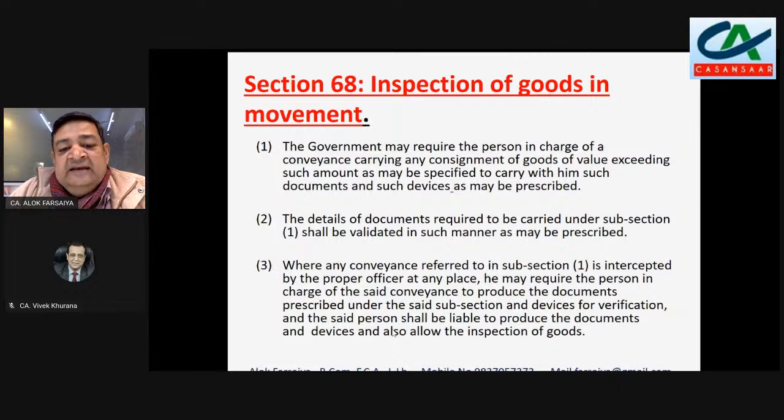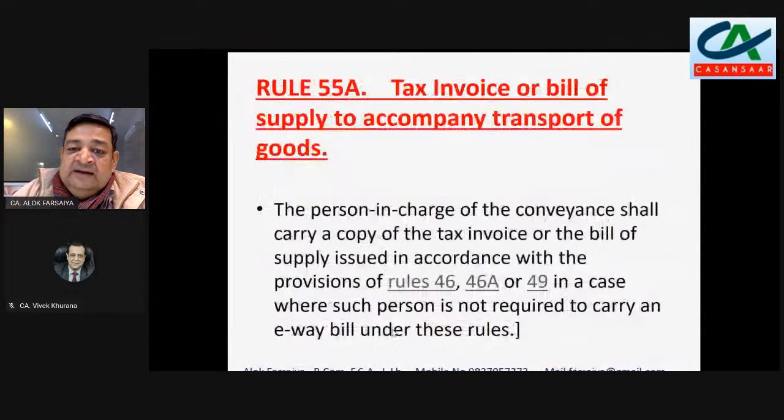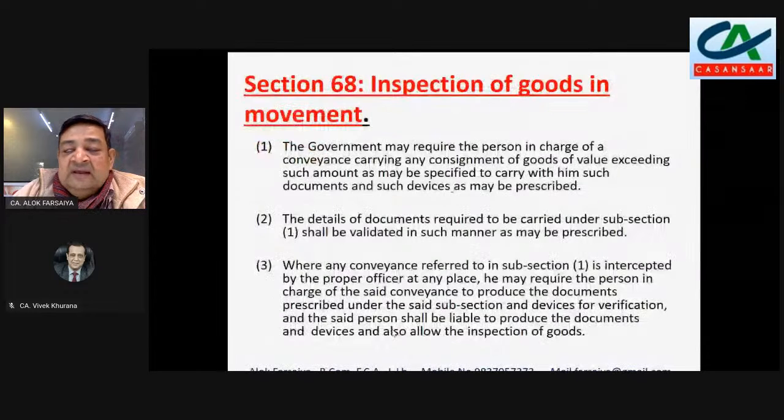And the next thing, one very common question that comes is: if I am moving my personal goods, then do I need to get an eway bill? No. The goods used for personal use are out of the eway bill.